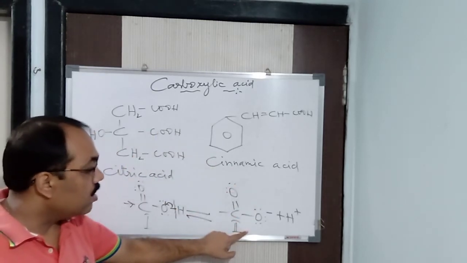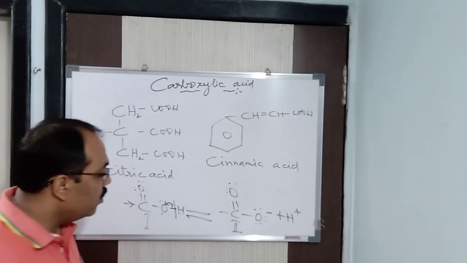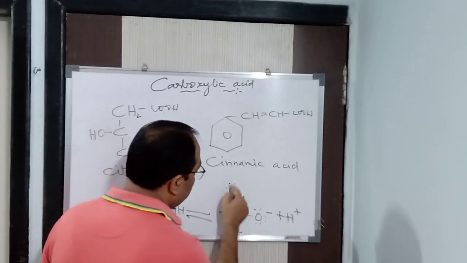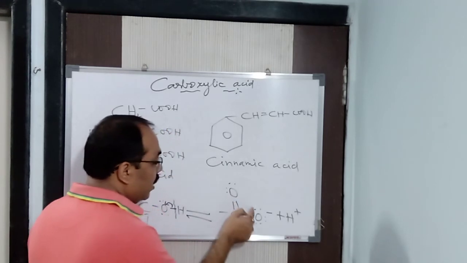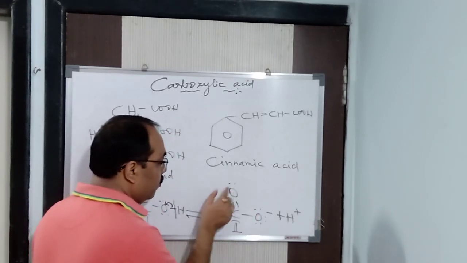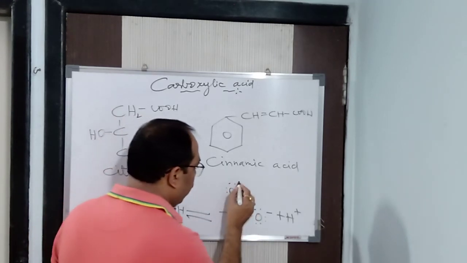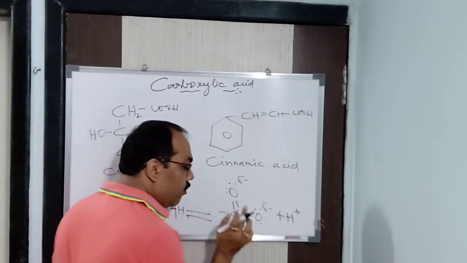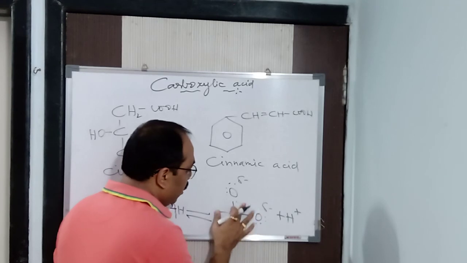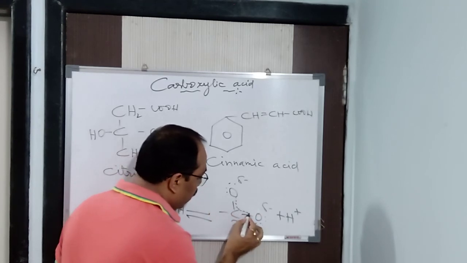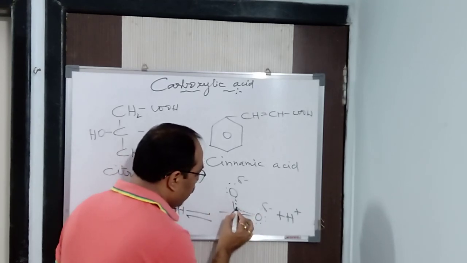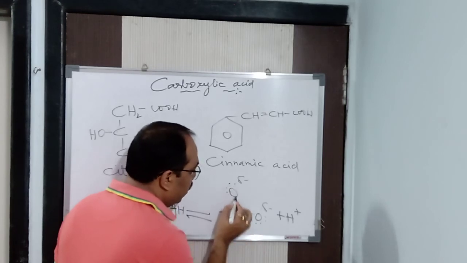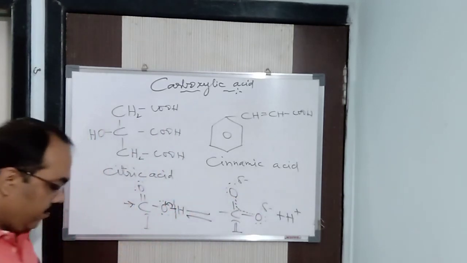Why? Because it is stable due to resonance. How is it stable due to resonance? Because this negative charge is equally distributed throughout these two oxygens, due to which this oxygen is slightly electronegative, delta minus, and this also is slightly delta minus. Then how will you show the structure? You will show the diagram in this way. This means the negative charge is equally distributed throughout the two oxygen atoms.